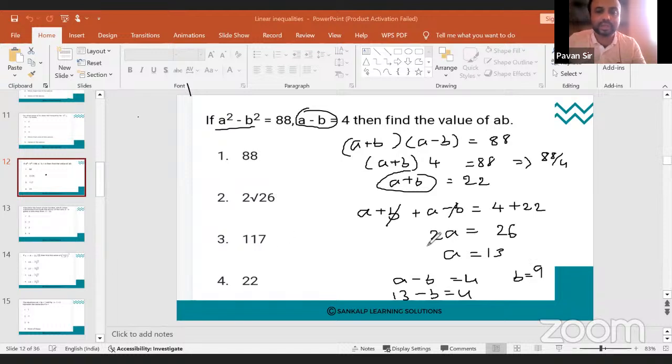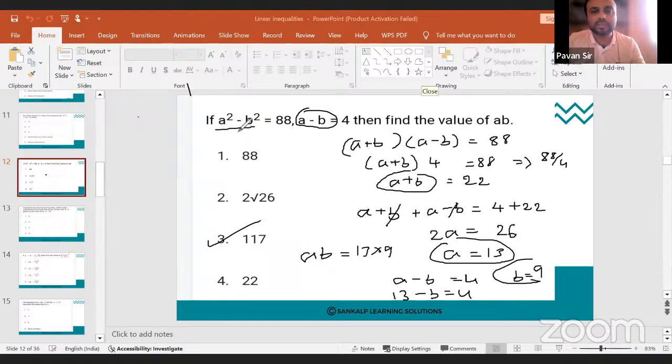So what is A? Already we got the A value and B value. Multiply these two. So A into B is how much? A into B is 13 into 9. What is 13 into 9? 117 is the answer. Option C, yes.